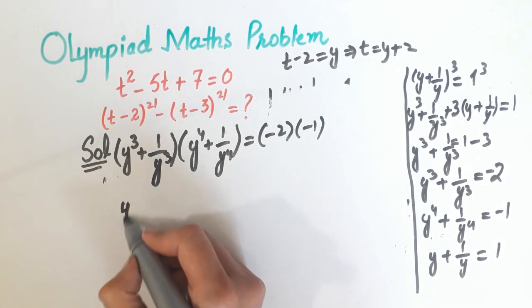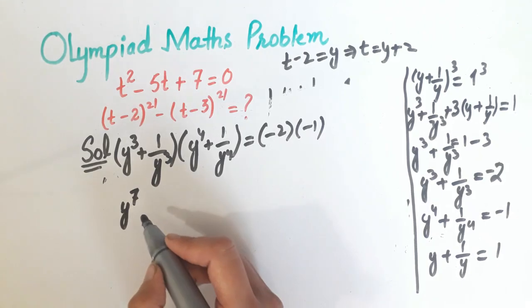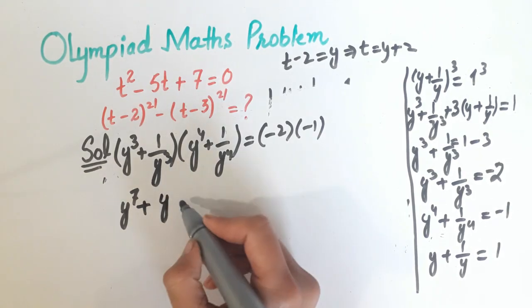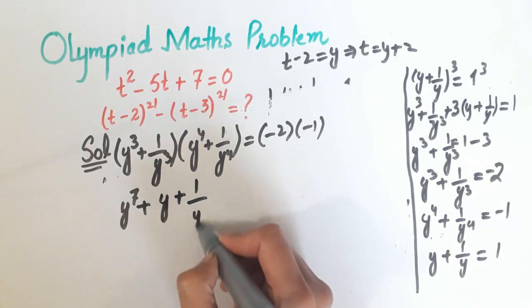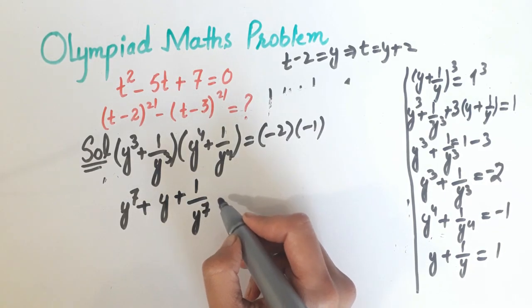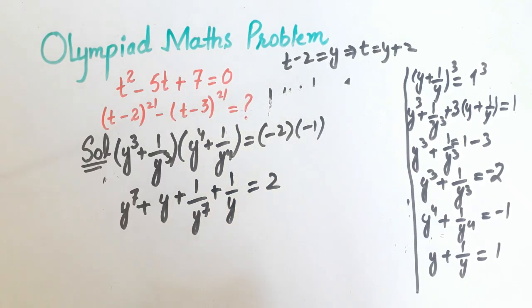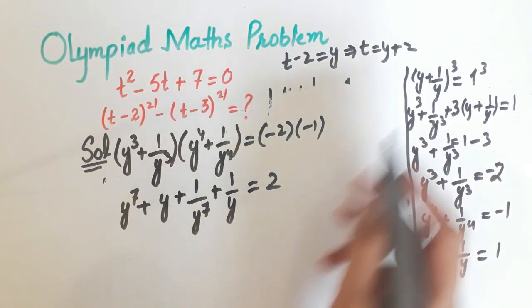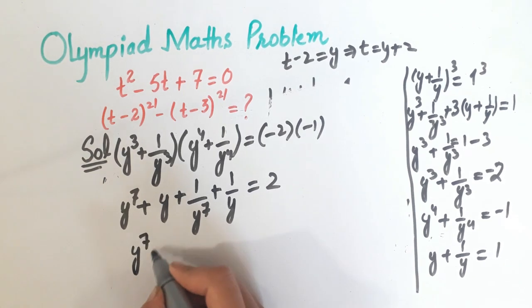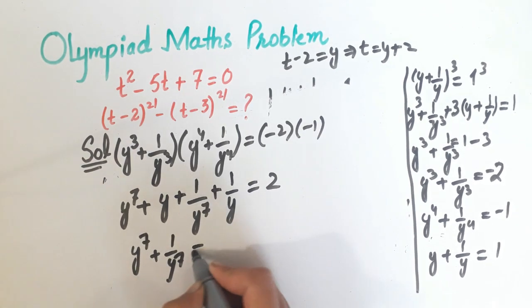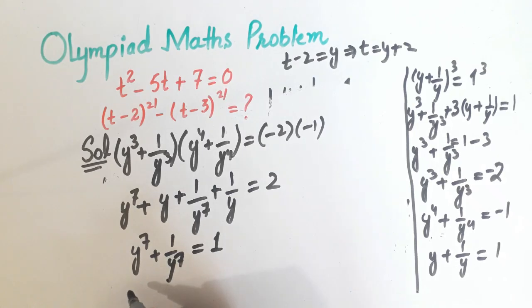That gives y7 plus 1 by y7 plus y plus 1 over y equals 2. After this, we have the value of y plus 1 over y is 1. So y7 plus 1 over y7 equals 1, because 2 minus 1 will be 1. Now take its cube. So by taking the cube of this, we will get our answer.